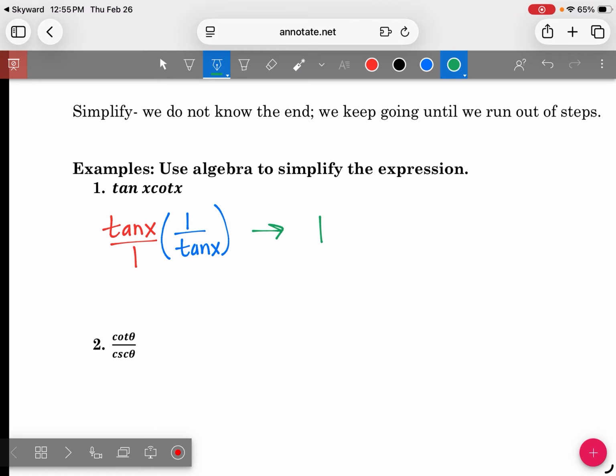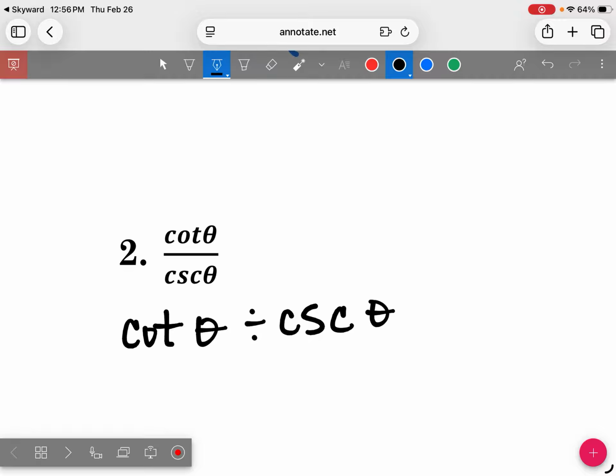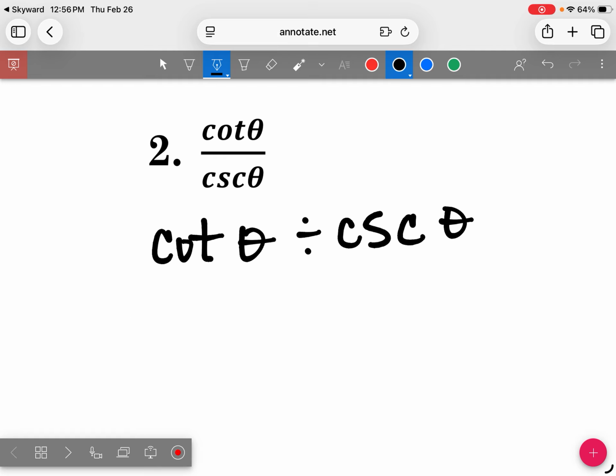When we look at number 2, this is what I mean by separating the fraction. So I'm going to write it as cotangent divided by cosecant. All right, now that I separated the fraction, I want you to rewrite this in terms of sine and cosine. What is cotangent in terms of sine and cosine? Robin. Cosine over sine. Yep, so I'm going to rewrite this as the cosine of theta divided by the sine of theta.